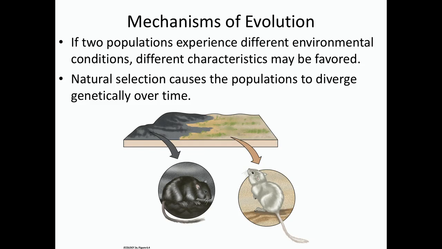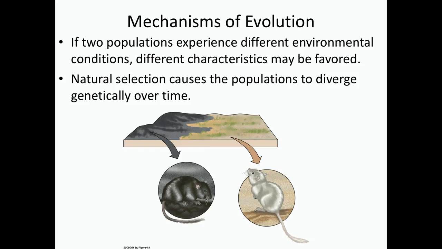So for instance, here's an environment. One environment has a dark colored background. Another environment has a light colored background. Now, mice with dark colored coats will survive very well in the dark environment, but not so well in the light environment. So a feature that is an advantage in one environment might be a disadvantage in the other environment. Over time, the dark furred mice will do very well in the dark environment, and the light furred mice will do very well in the light environment. And you'll see divergence in those populations. You'll have fewer dark furred mice in the light environment and fewer light furred mice in the dark environment.